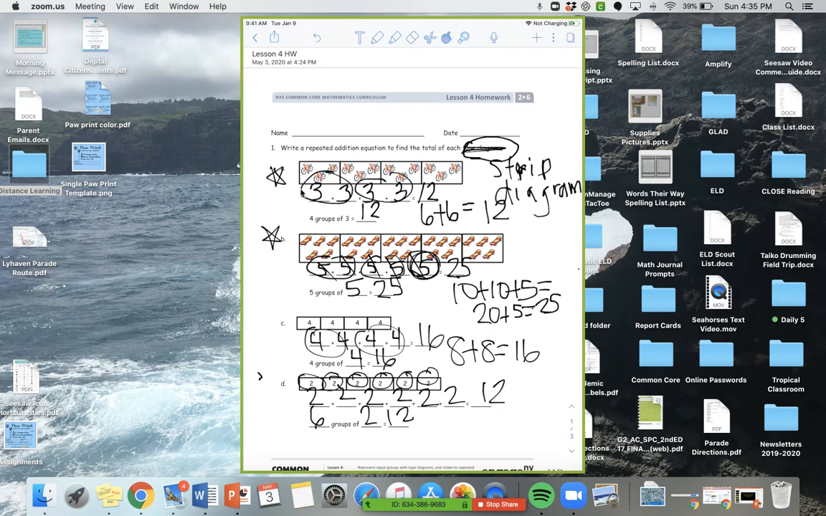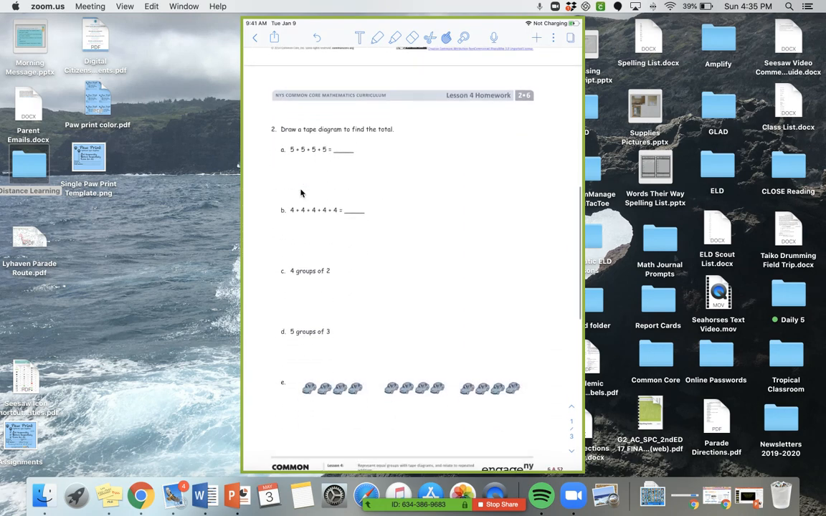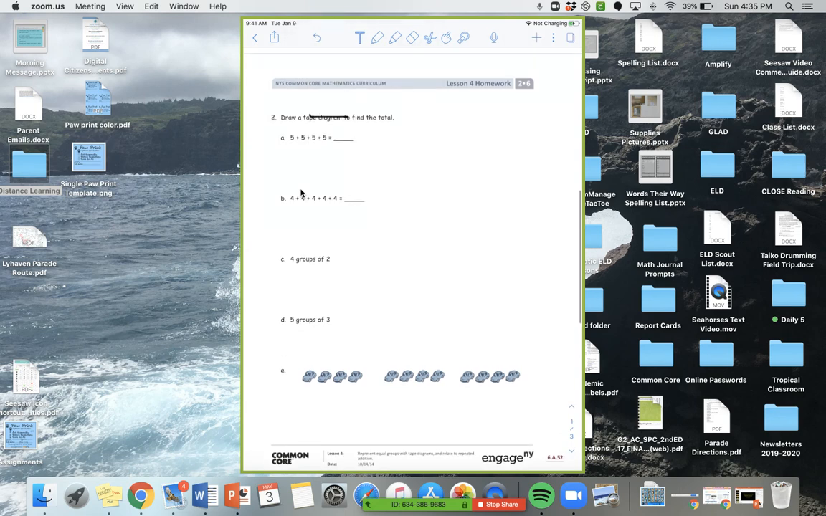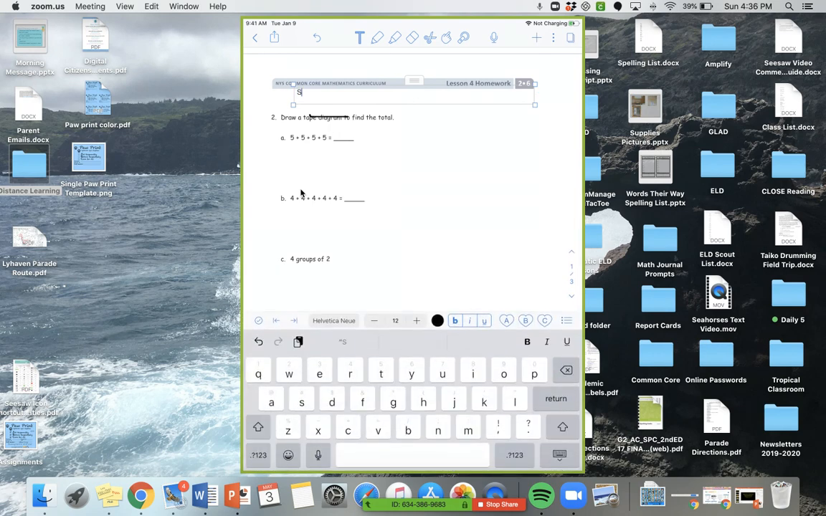Okay, let me show you some more. So now you need to draw, remember, this is not tape diagram. This is, oops, sorry, I'm trying to write strip diagram.